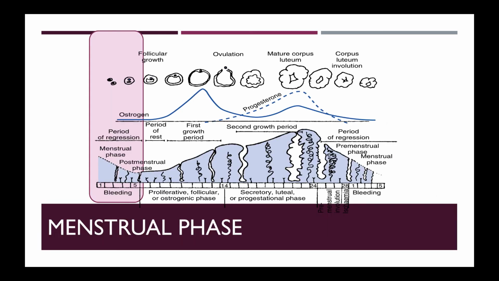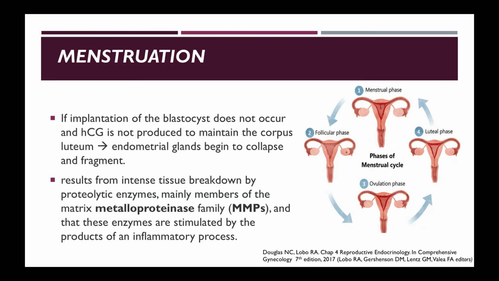Now, lastly, we have the menstrual phase. If implantation of the blastocyst does not occur and human chorionic gonadotropin is not produced to maintain the corpus luteum, we have endometrial glands beginning to collapse and fragment. And this is what we call menstruation. This results from intense tissue breakdown by proteolytic enzymes, mainly members of the matrix metalloproteinase family, or the MMPs, and these enzymes are stimulated by the products of an inflammatory process.